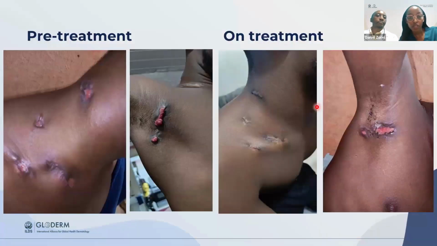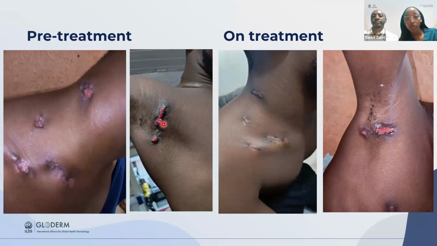This is an example of a patient that has been managed in our facility before. This was a patient who presented with a 1-year history of these plaques that were originally on the neck. And you can see there are quite a number. And as the disease progressed, it ulcerated, and it formed the sinus tracts. And you can see some of them have already begun to heal.